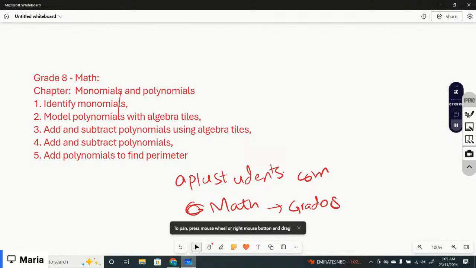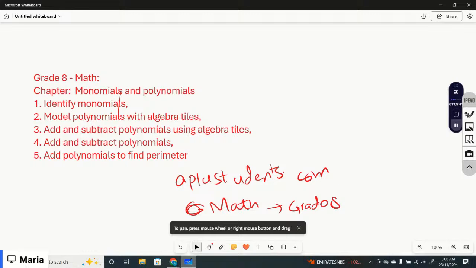We are here for grade 8 math. You can find all the lessons on aplusstudents.com. You have to log in there using your email address and the password provided by the administrator. Then you have to select math from the subject tab. Scroll down to grade 8 math and then click on view all lessons.